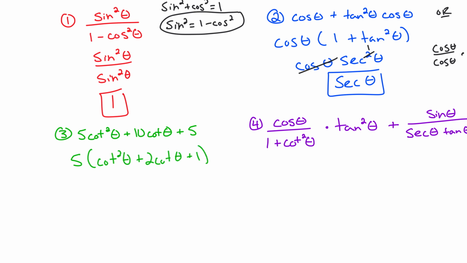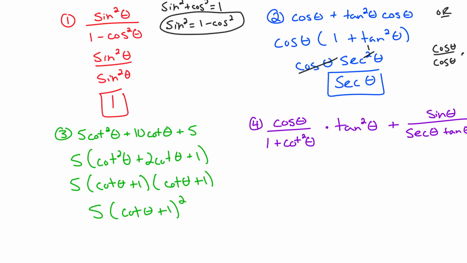Use whatever factoring technique you want. You can use the area model, diamond method, tick-tock method, quadratic formula, completing the square, whatever floats your boat. They will all work. Just pick your poison. But once you factor that, it will turn into 5 times the quantity of cotangent of theta plus 1 times cotangent of theta plus 1. You have the same binomial multiplied by itself, so this is equal to 5 times the quantity of cotangent of theta plus 1 quantity squared.